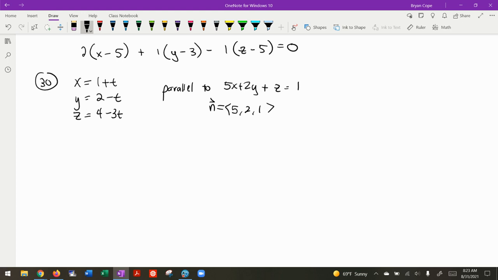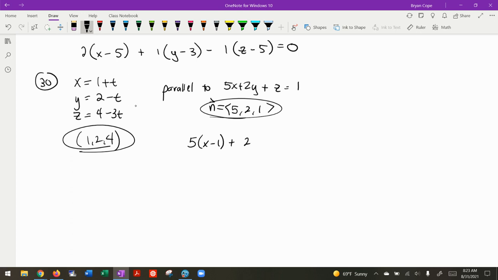But if it contains the line that's given, that means it also contains the point 1, 2, 4. So let's construct a plane with this normal vector containing that point, and we'll have it. So 5 times x minus 1 plus 2 times y minus 2 plus 1 times z minus 4 equals 0. That's the equation of our plane.